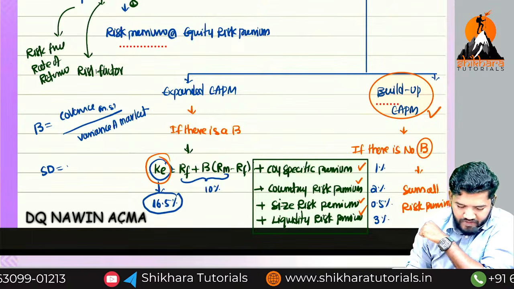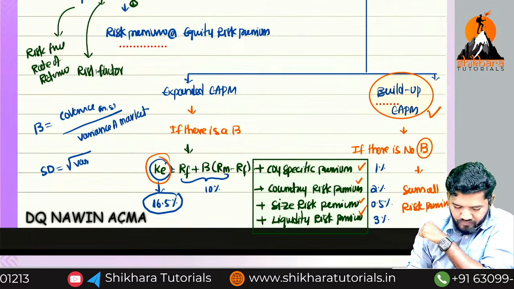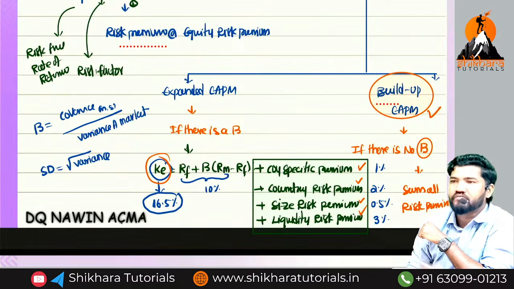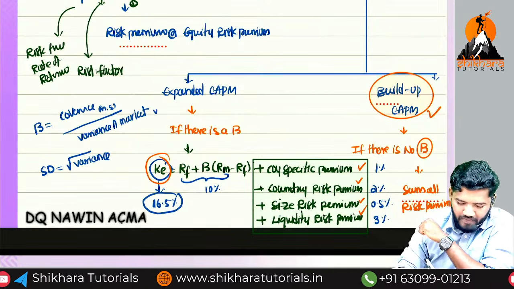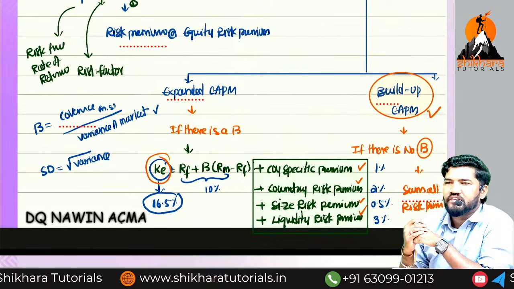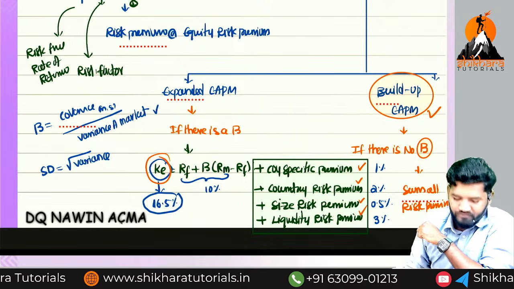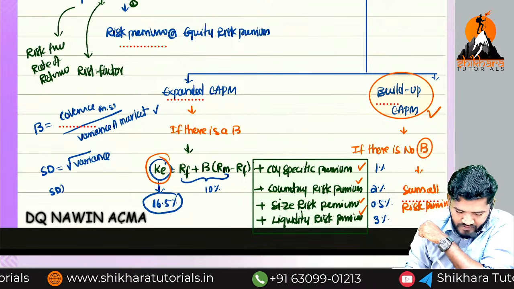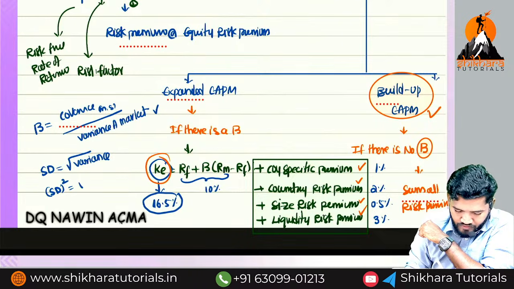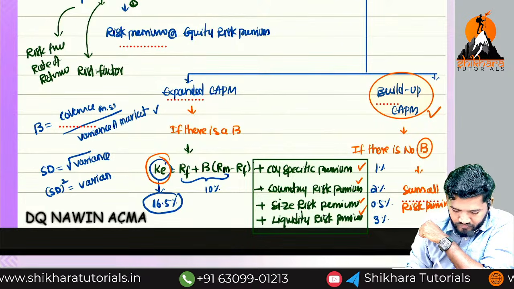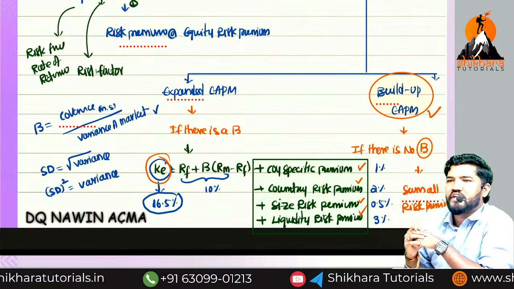Now the standard deviation equals the square root of variance. What you want for the denominator? Variance, right? You need to send that square root to this side. What happens? Standard deviation squared equals variance. Clear?